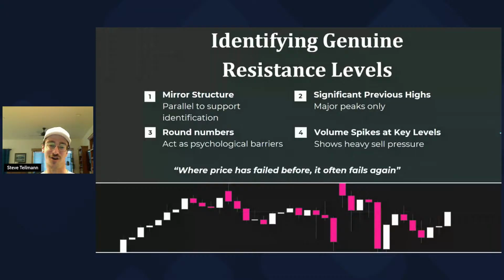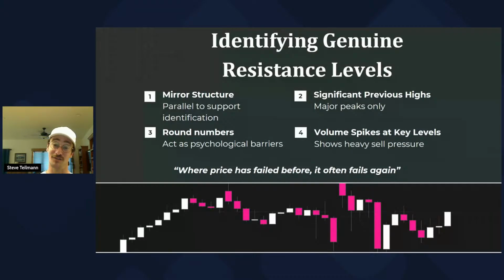So another thing is volume spikes at key levels. These volume spikes show heavy sell pressure. And you just always want to keep an eye on these volume spikes and what price does. If you listen to a few of my webinars, you know how I feel about volume and price confluence. You want to see big volume aligned with big price movement.